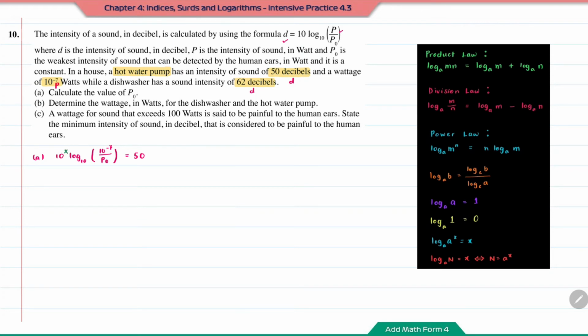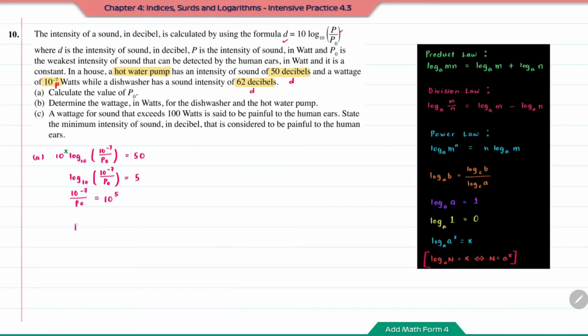So here we have 10 times the log base 10. Therefore, I can move this 10 to the other side. Therefore, it's going to be log base 10 of 10 to the power of negative 7 over P0 equal to 50 divided by 10, which is equal to 5. Now, to solve for the P0, we're going to change these log forms to the index form using the law here. So this will be 10 to the power of negative 7 over P0 equal to 10 to the power of 5.